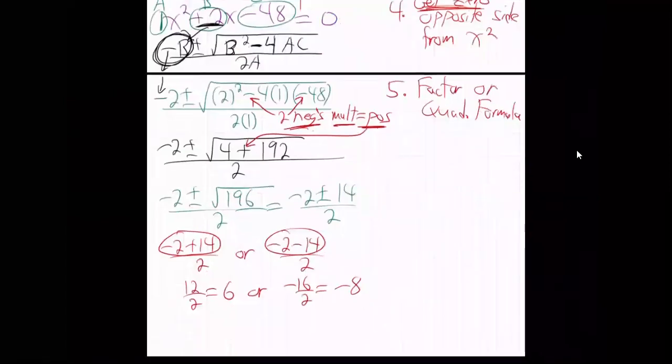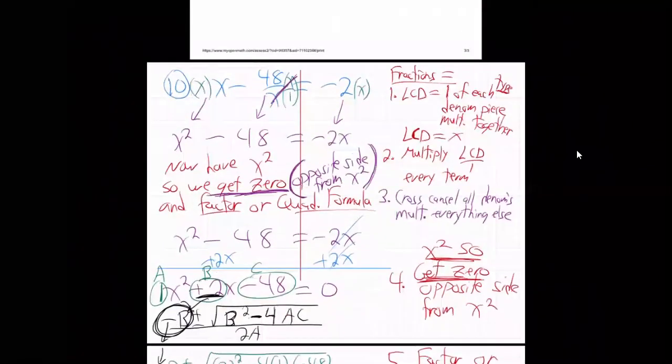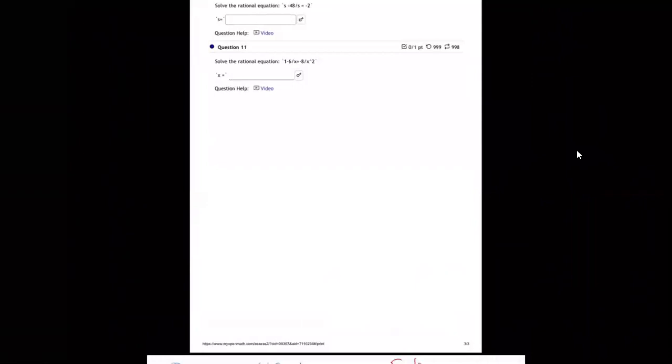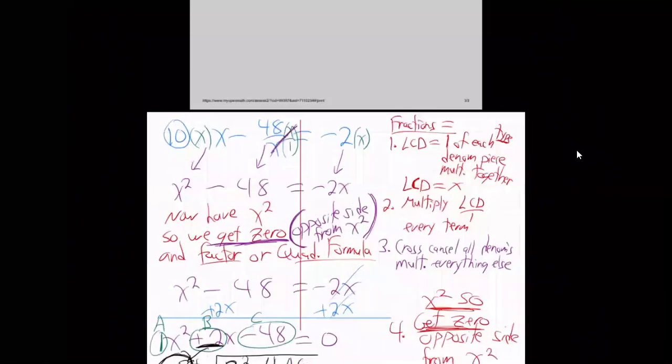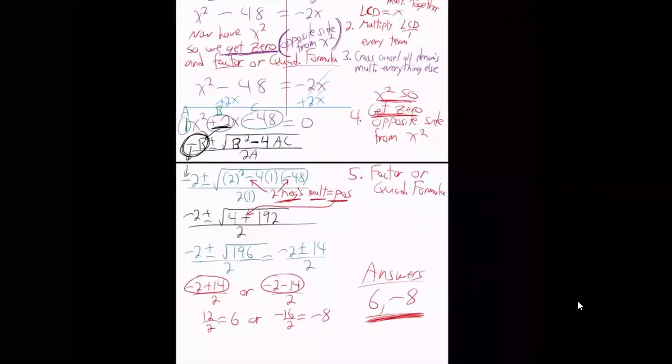And there's our answers. We're done. So the answers are 6 and -8. Those are the answers. And they don't care about what order we put them in or anything in this problem. No, they just want those two answers, and that's them. And so we got it. There it is.